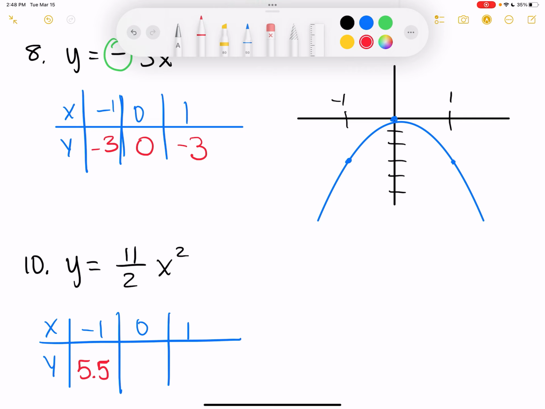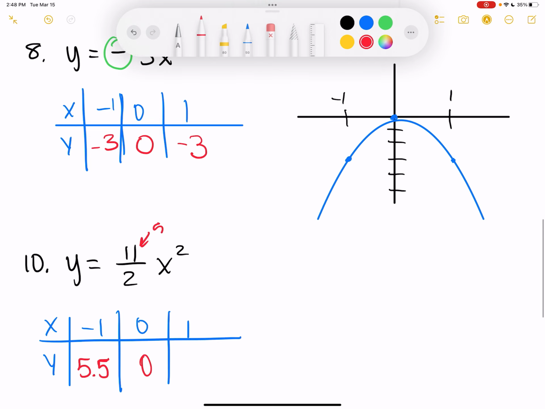0 squared times 11 over 2 is 0. 10 divided by 2 is 5, and one more than that gives the 5.5. I was showing you how you get the 5.5. All right, 1 squared is 1, times 11 over 2 is 5.5.